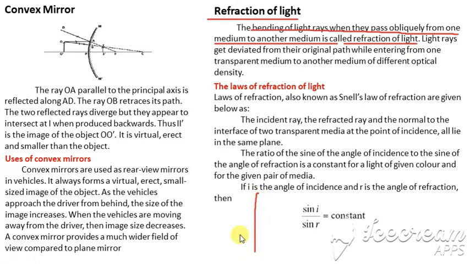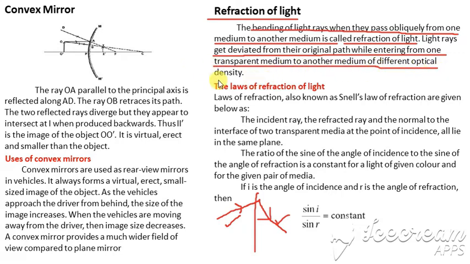So we take two media. Okay, one and the next medium. So the light rays bend from one medium to the other medium, that is called refraction. The light rays get deviated from the original path while entering from a transparent medium to another medium of different density. So light does not travel straight, it just gets deviated. So at a certain angle it deviates and then moves.